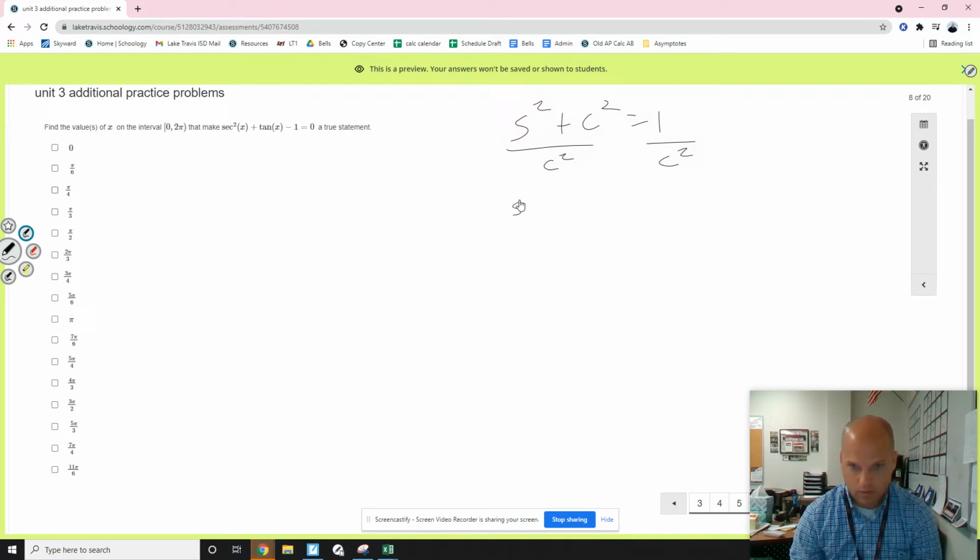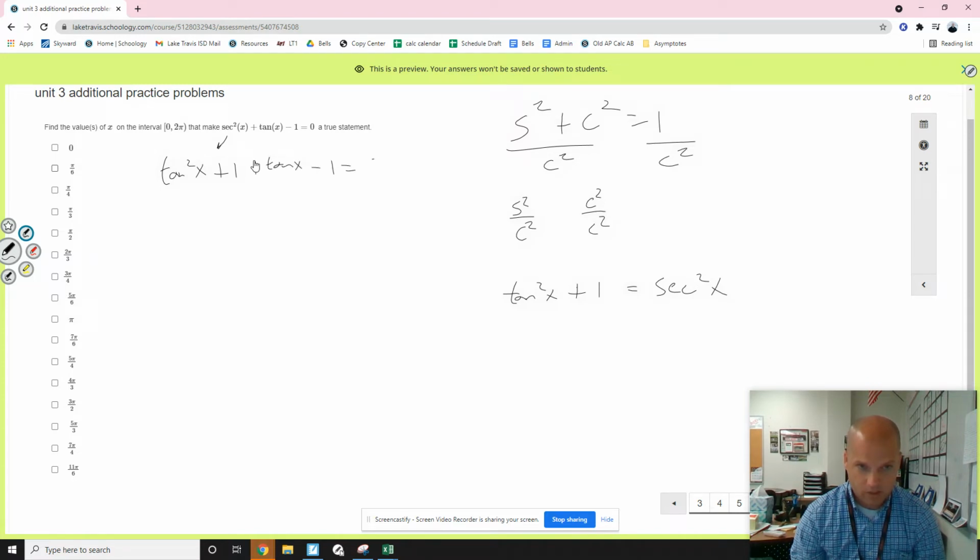Now, sine squared over cosine squared is tangent squared. Cosine squared over cosine squared is 1. 1 over cosine squared is secant squared. Ta-da! I now know what secant squared is equal to, and it's equivalent to a version of tangent squared. So I'm going to take secant squared, replace it with tangent squared plus 1. That's that. I still have the plus tan x minus 1 equals 0.